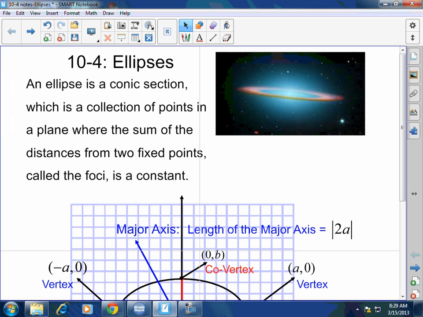An ellipse is, again, another conic section. We've already seen that there are 4 conic sections. Circles, we got that already. Parabolas, we got that already. And now we have ellipses, okay?